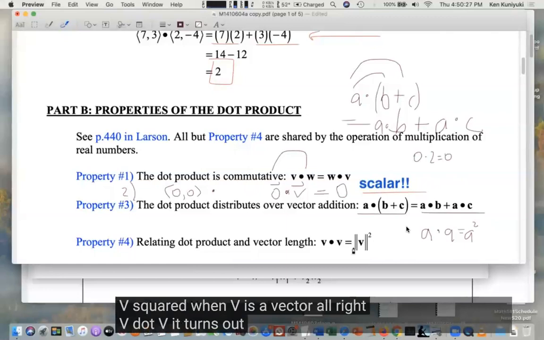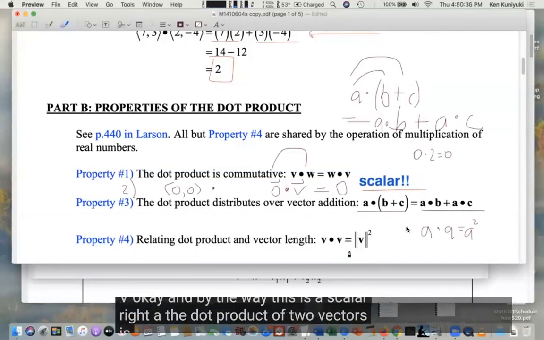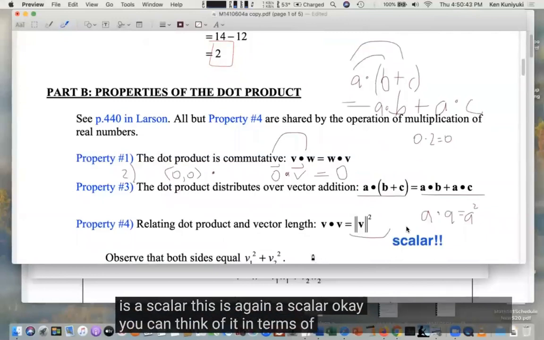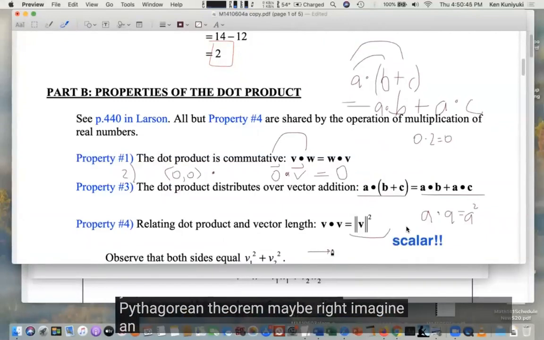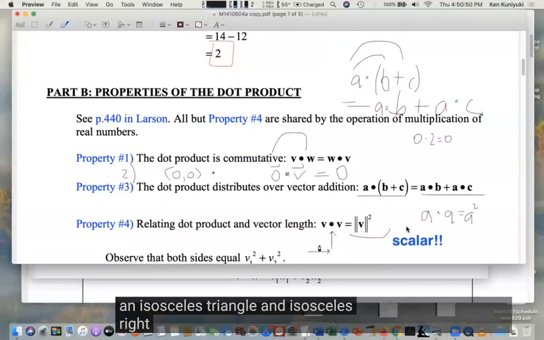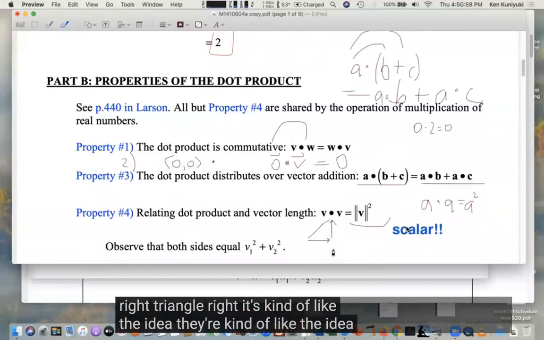V dot V, it turns out, is going to be the square of the length or magnitude of V. And by the way, this is a scalar, right? The dot product of two vectors is a scalar. This is, again, a scalar. Okay. You can think of it in terms of the Pythagorean theorem, maybe, right? Imagine an isosceles right triangle, right? It's kind of like the idea there.